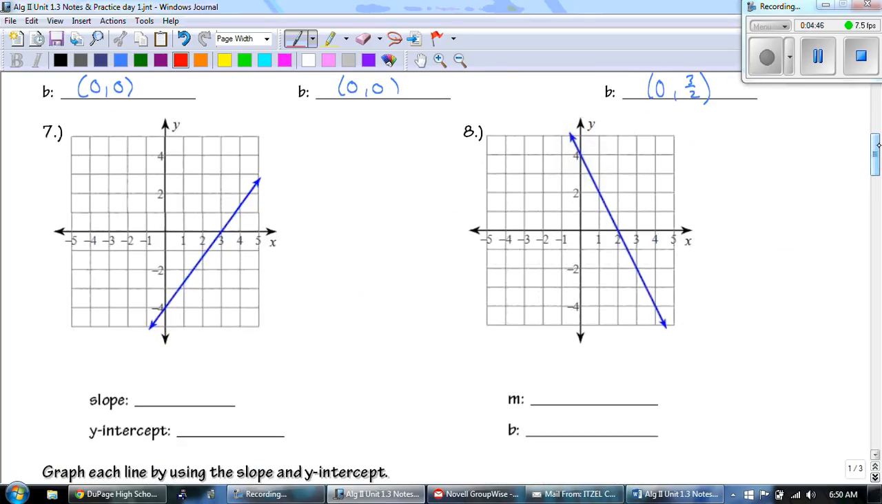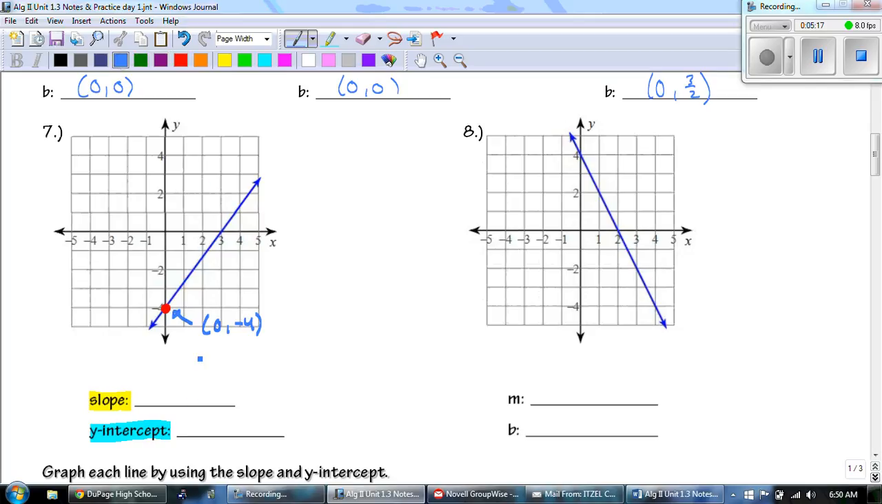So for problems like number 7 and 8, all we have is the graph, okay? So the two things we need are the slope and the y-intercept. So the y-intercept is where the graph crosses the y-axis, okay? And that right there is what point? That is the point (0, -4).